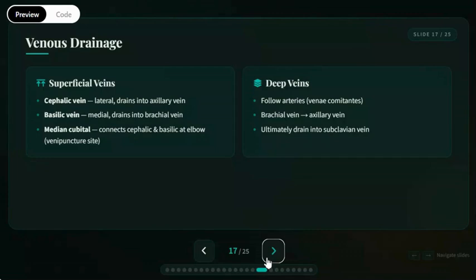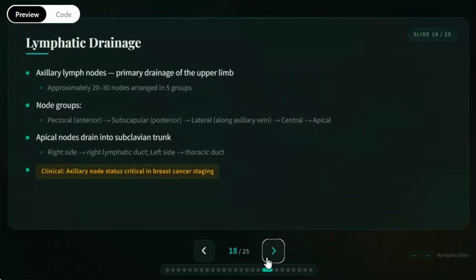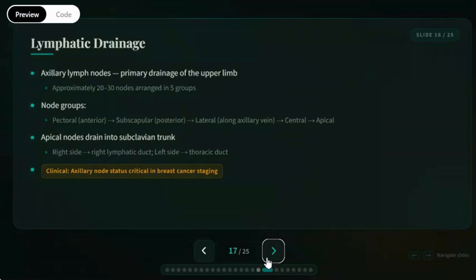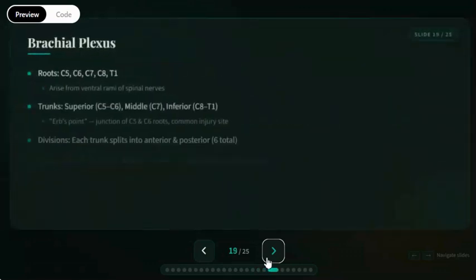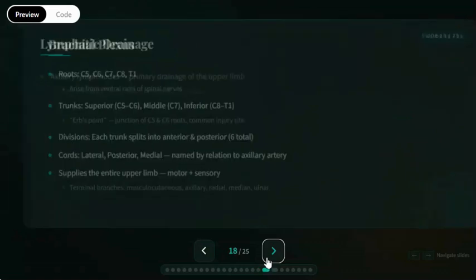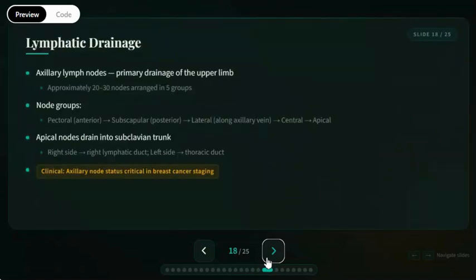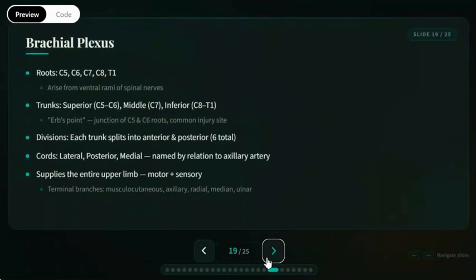12. Nervous supply. The upper limb is supplied by the brachial plexus, formed by spinal nerves C5 to T1. The major terminal branches include musculocutaneous nerve, axillary nerve, radial nerve, median nerve, ulnar nerve. Each nerve supplies specific muscles and skin areas.